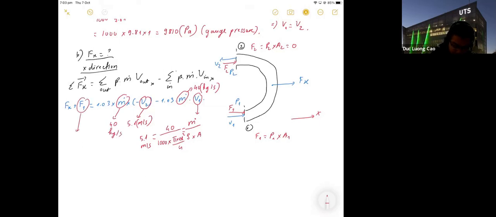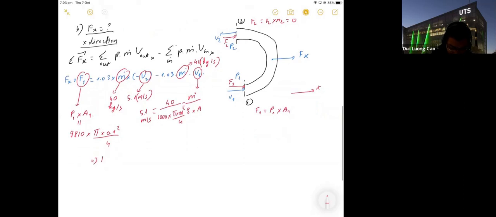F1 here you have is P1 times A1, where P1 is from question A times pi 0.1 square over 4. Okay. So everything here you have. You have F1, mass flow rate, V2, V1. So you will have Fx is negative 497 Newton.